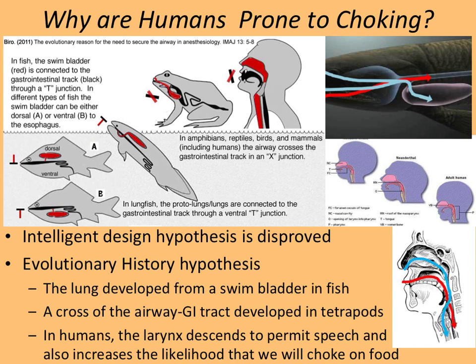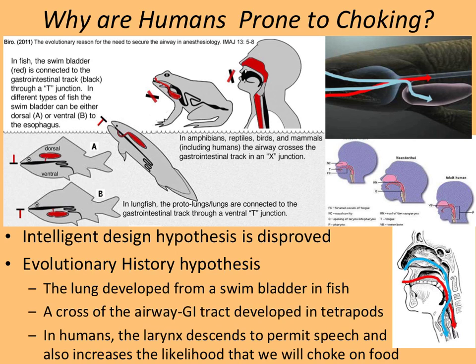Okay. So, if there was an intelligent designer, I don't think the intelligent designer would have designed things so that it makes humans more likely to choke than any other animals. Unless maybe you wanted a fail-safe mechanism to kill someone who was bad. You know, so instead of giving them a heart attack, you cause them to choke to death. But anyway, the intelligent design hypothesis is disproved. An intelligent designer would never have designed humans prone to choking. This is actually the result of evolution.